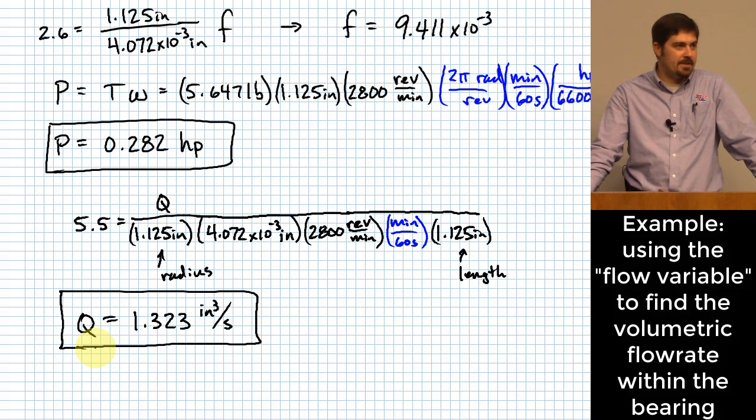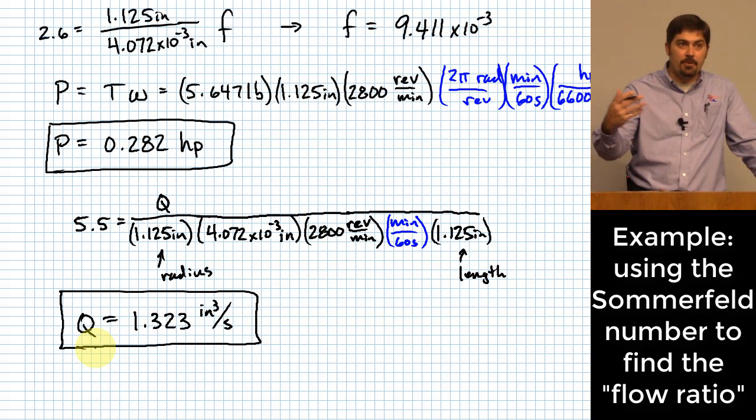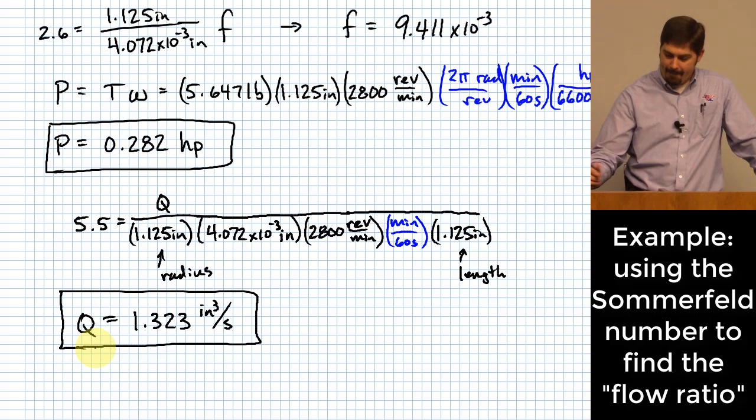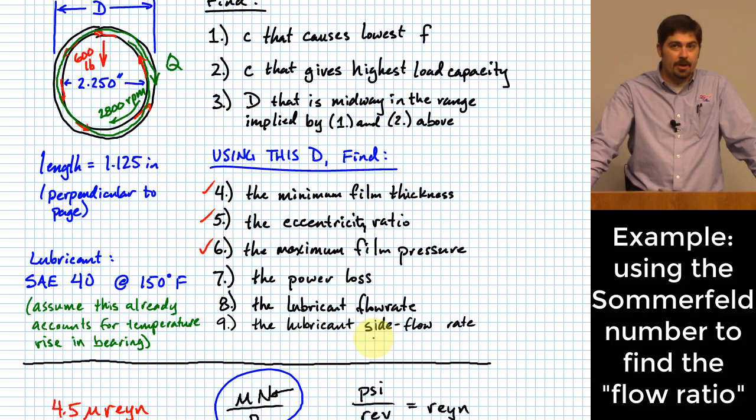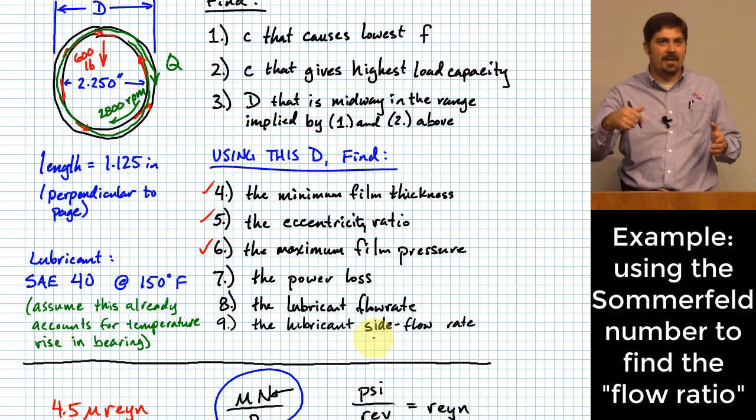All right. Well, that's an interesting number and all, but what might matter to us more is what is the side flow rate? Why does that one matter? Because that probably gives you an indicator of at least how fast you're going to have to deliver oil, lubricant, into this bearing. Because if you're leaking out that much, you better be replacing it, right? So this is an interesting one that we should know about. So how do you find that?